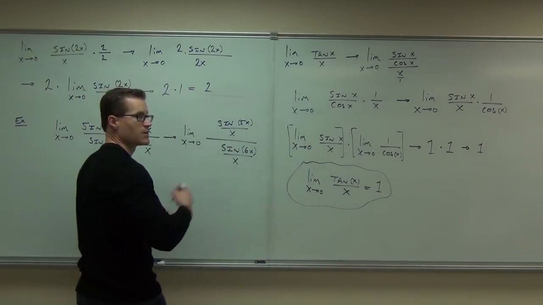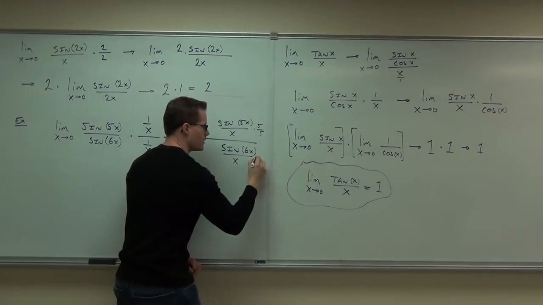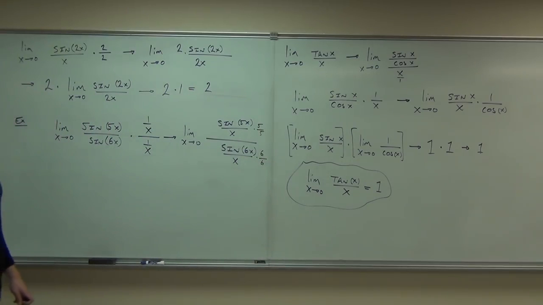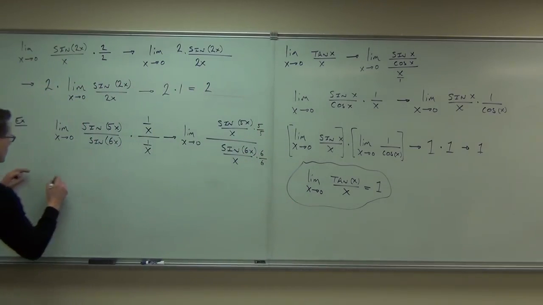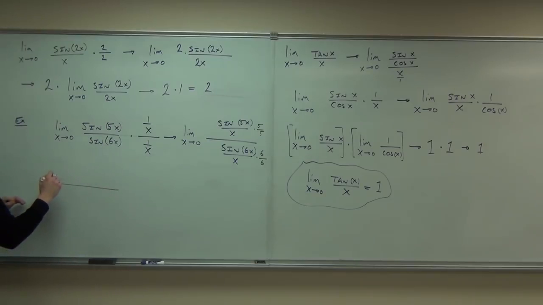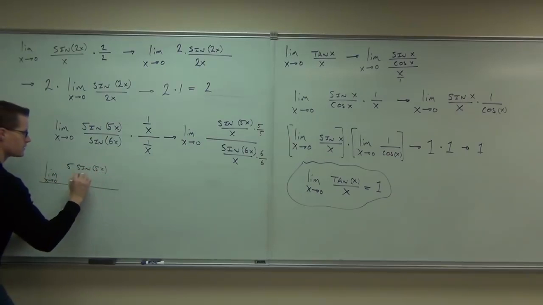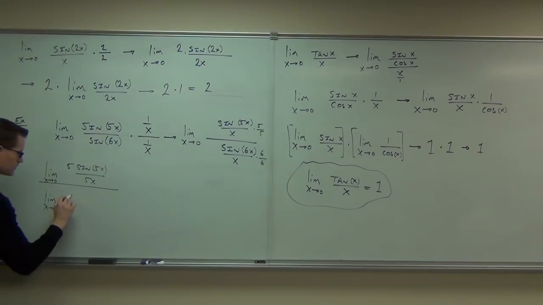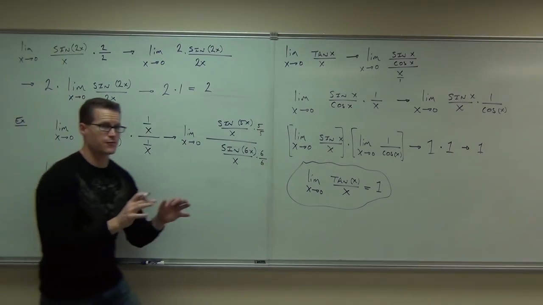If you want to see it for the last time, this is what it would be. You'd say, oh, okay, let's do 5 over 5. Let's do 6 over 6. I'm going to do a couple steps at once right now. I'm going to break those limits up. I'm going to say, okay, I want the limit 5 sine 5x over 5x. I want limit 6 sine 6x over 6x. Can you make it that far? You guys all right with that one?